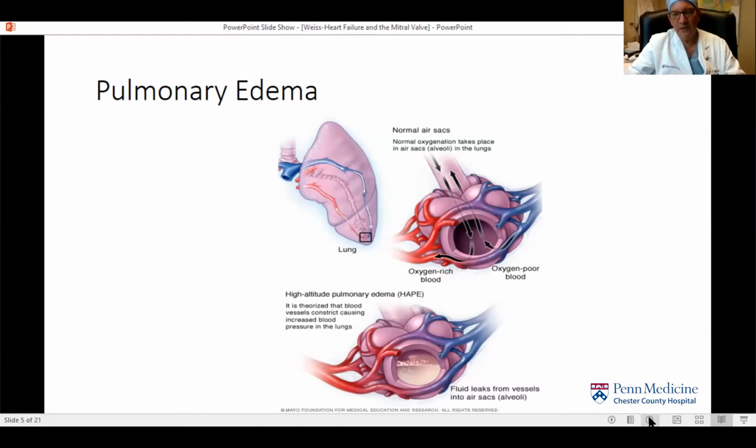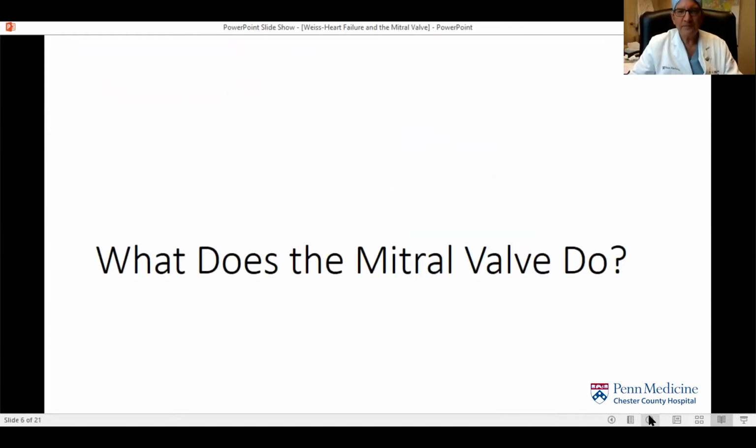Now we've talked about right heart failure, we've talked about left heart failure. Next slide. So what does the mitral valve do in all this? The mitral valve is a one-way valve that separates the collecting chamber, where the blood comes back from the lungs, from the pumping chamber that generates a ton of pressure to propel the blood out to the body. Next slide.